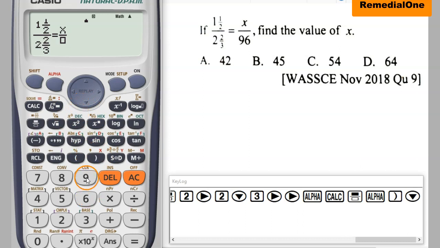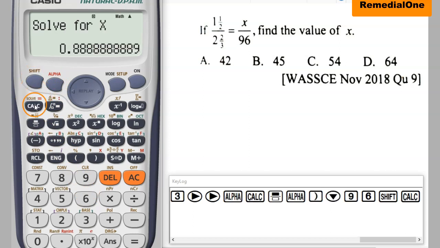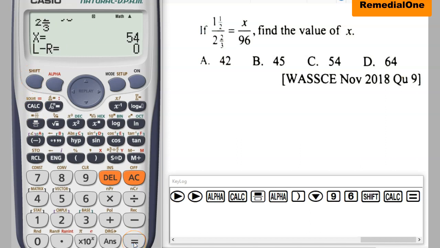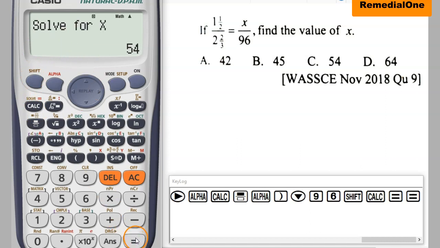Then you come to the numerator, which is 96, and now you want to solve it. So solve is over here. We go to calculate and then equal, and it's subtracting. That means it's solving it, and you click it again, and that gives you 54.